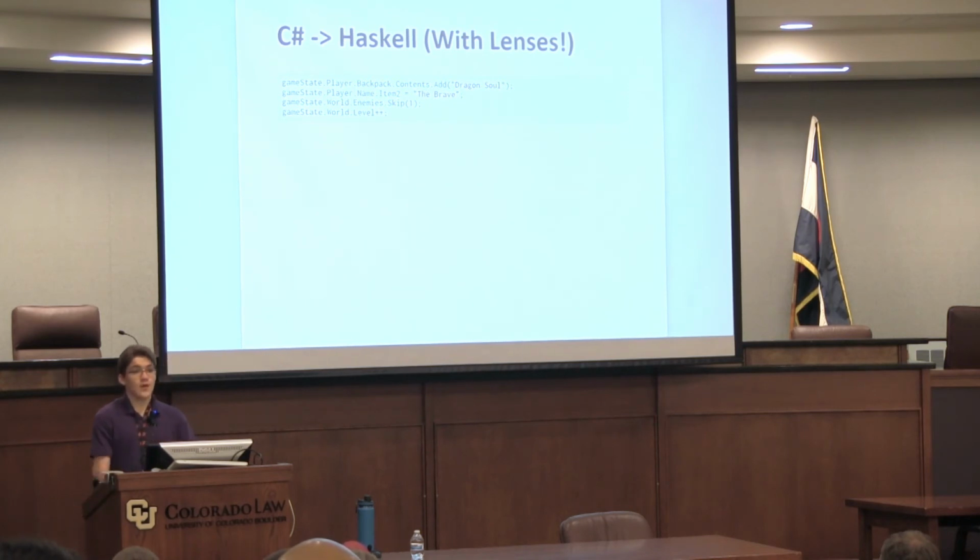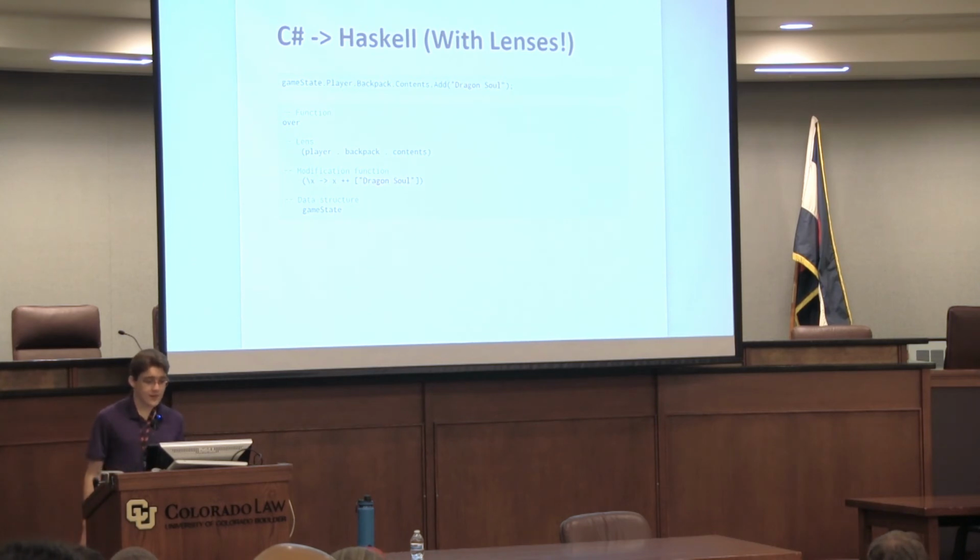So for the first line, we are applying a function to the player's backpack contents. We're basically adding Dragon Soul to the end of the list. So since we're doing some modification with a function, over is the helper function that we're going to go for in this case. Our first argument is the lens, the composition of player, backpack, and contents. It looks pretty similar to the player backpack contents up here with the dots. A modification function, just add Dragon Soul to the end of the list, pretty simple. And our data structure is some game state. And what this whole thing will do is hand us back a modified game state with this change made to it.